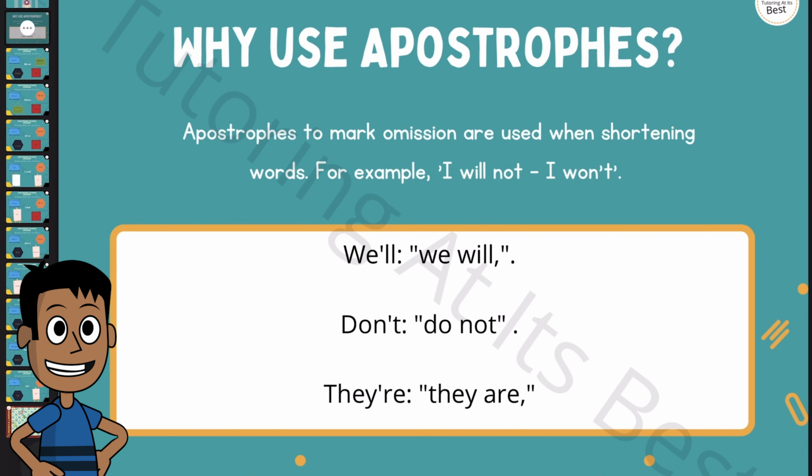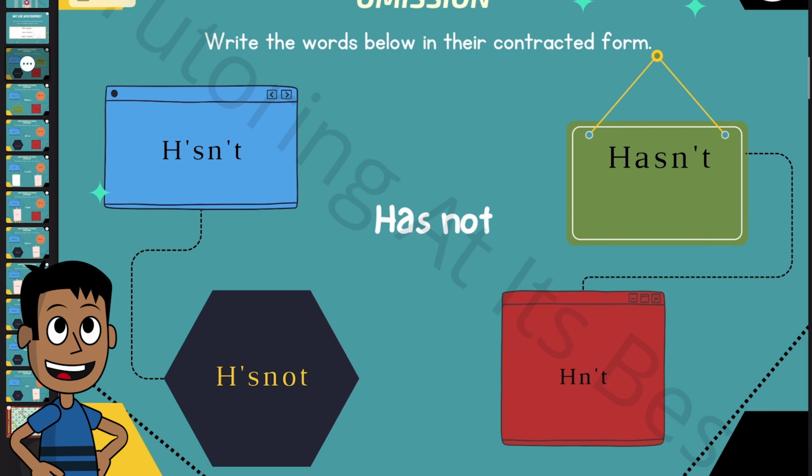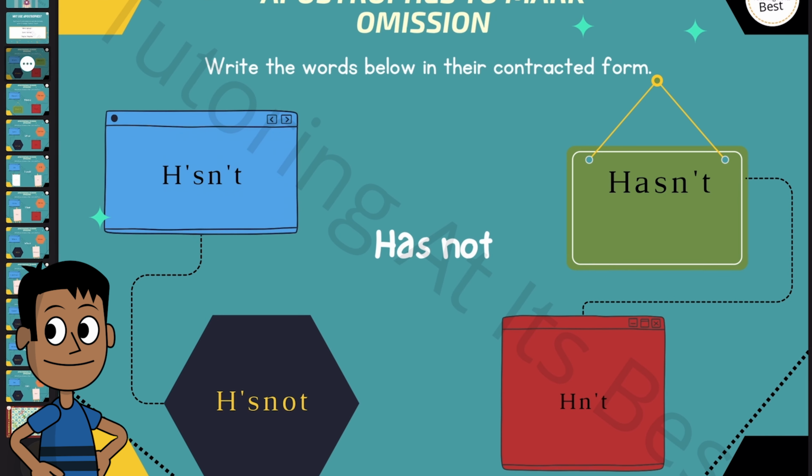Okay, so with that in mind, let's go ahead and dive into our first question. Write the words below in their contracted form. Has not would become hasn't. And that's the top right here. So the apostrophe replaces the O in not. In such cases, is not would become isn't, and had not would become hadn't. So I hope that is clear. And don't forget, to consolidate your understanding better, try to use these in sentences.